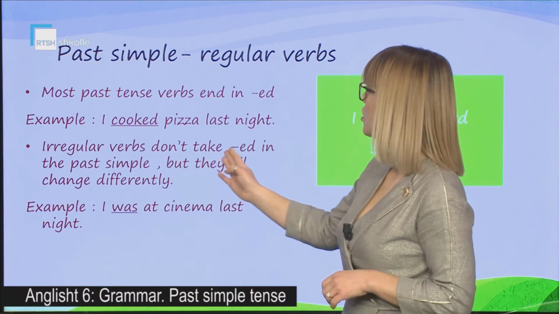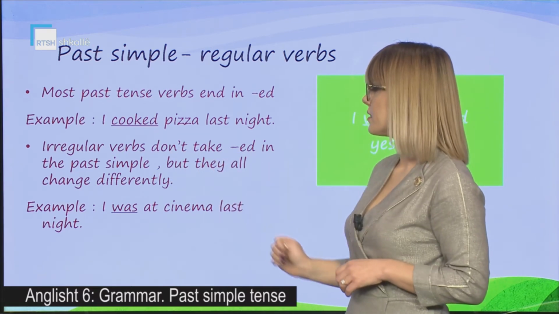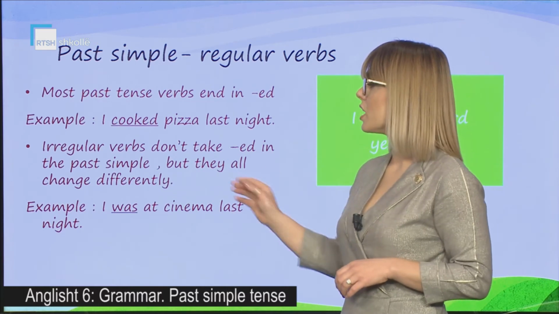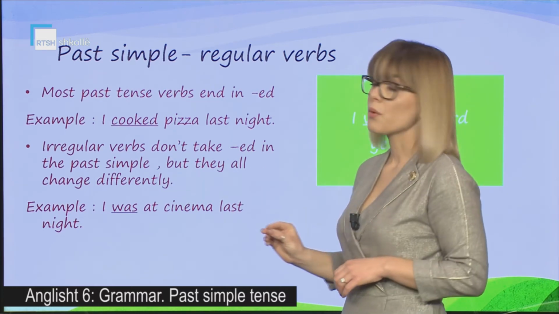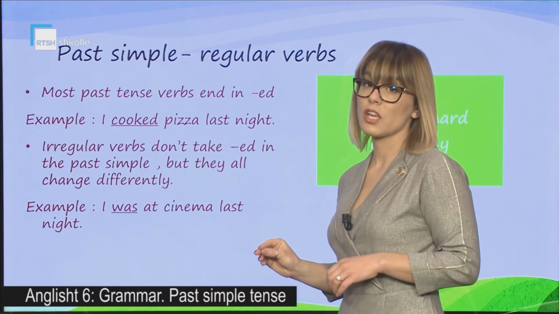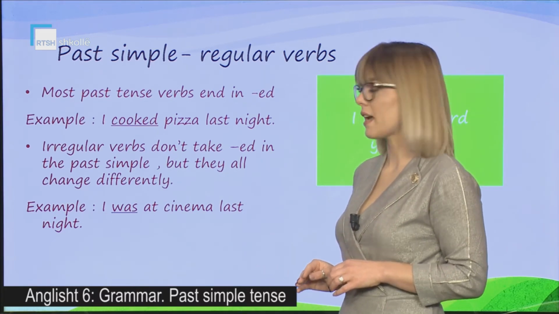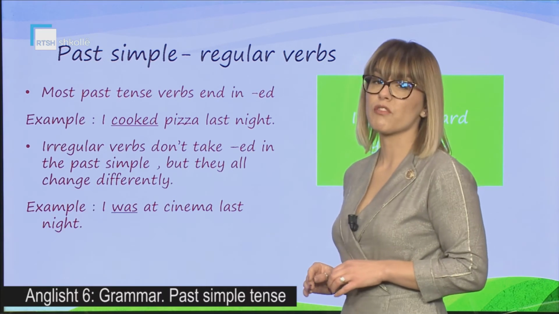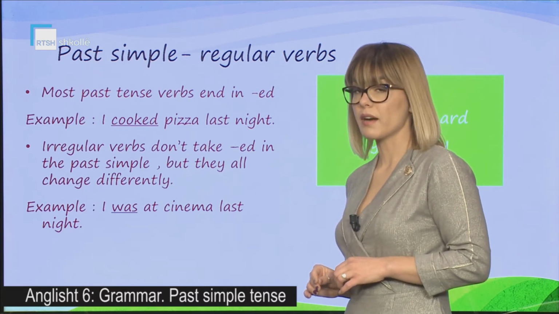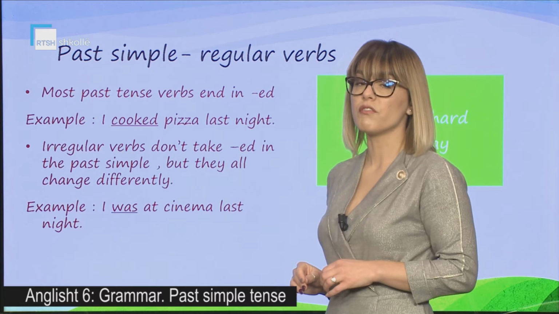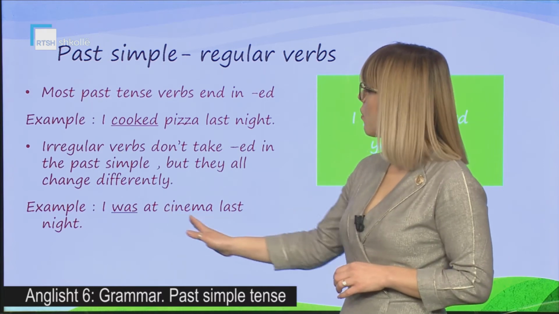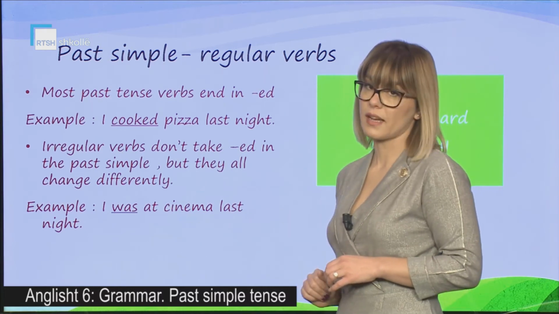Irregular verbs don't take ed in the past simple, but they all change differently. We have the verb be, which changes completely in the past tense, and as we mentioned before, was and were is the past form of verb be. I was at cinema last night.